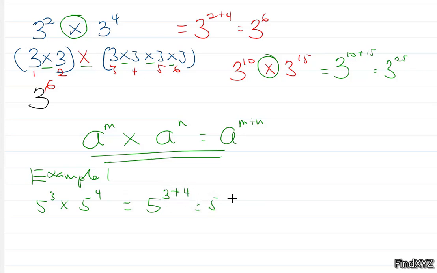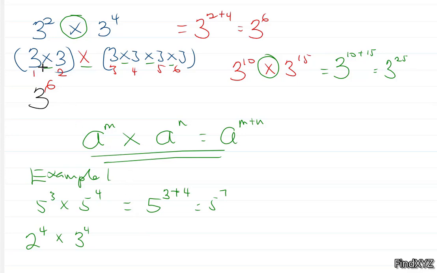What is 3 plus 4? That will give us 7. Alright, the next one, giving 2 to the power 4 times 3 to the power 4. What is it going to be? Can we put them together?